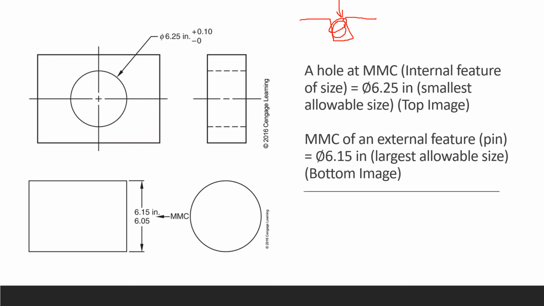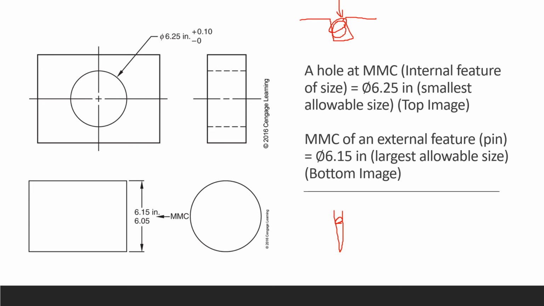Maximum material condition of an external feature, outside. It's kind of like you're just looking at a pen. That's the external feature, and the hole right there. And that is going to be 6.15 inches, diameter. And that would be the largest allowable size.